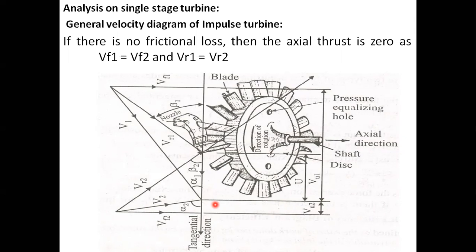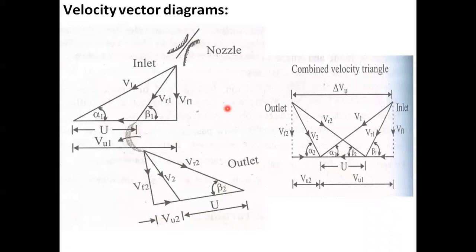In this impulse turbine, VF1 equals VF2, and VR1 equals VR2, because our blade velocity is the same. That's why VF1 equals VF2 and VR1 equals VR2, considering no friction losses in this blade.